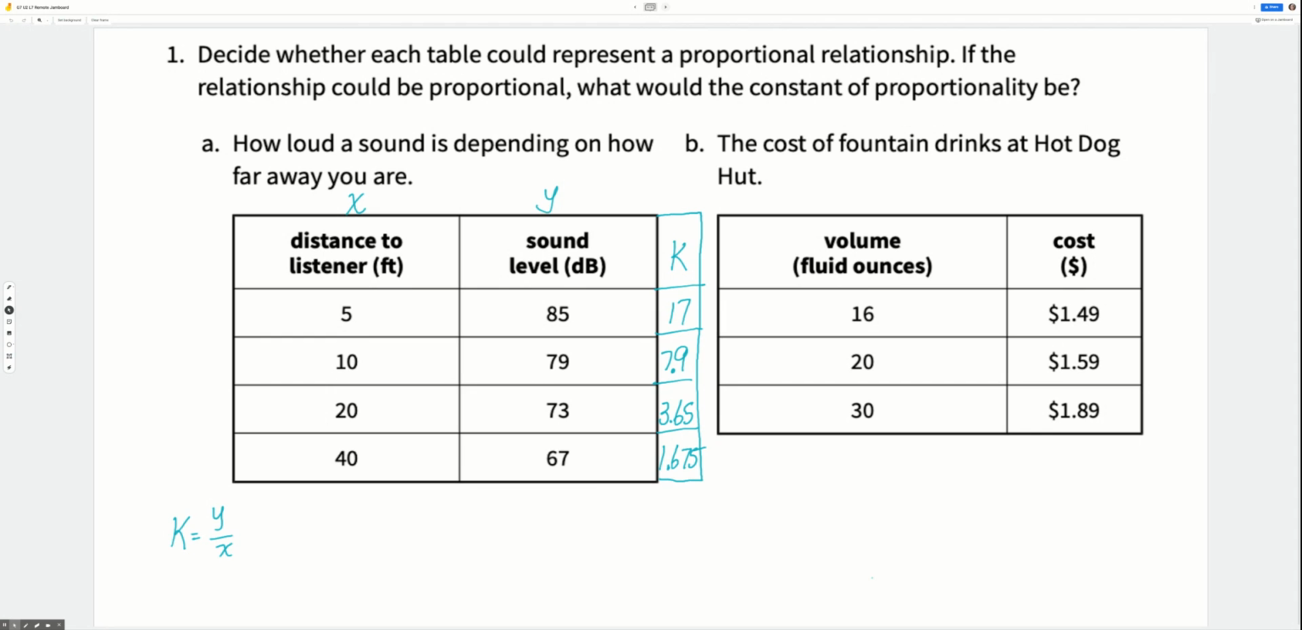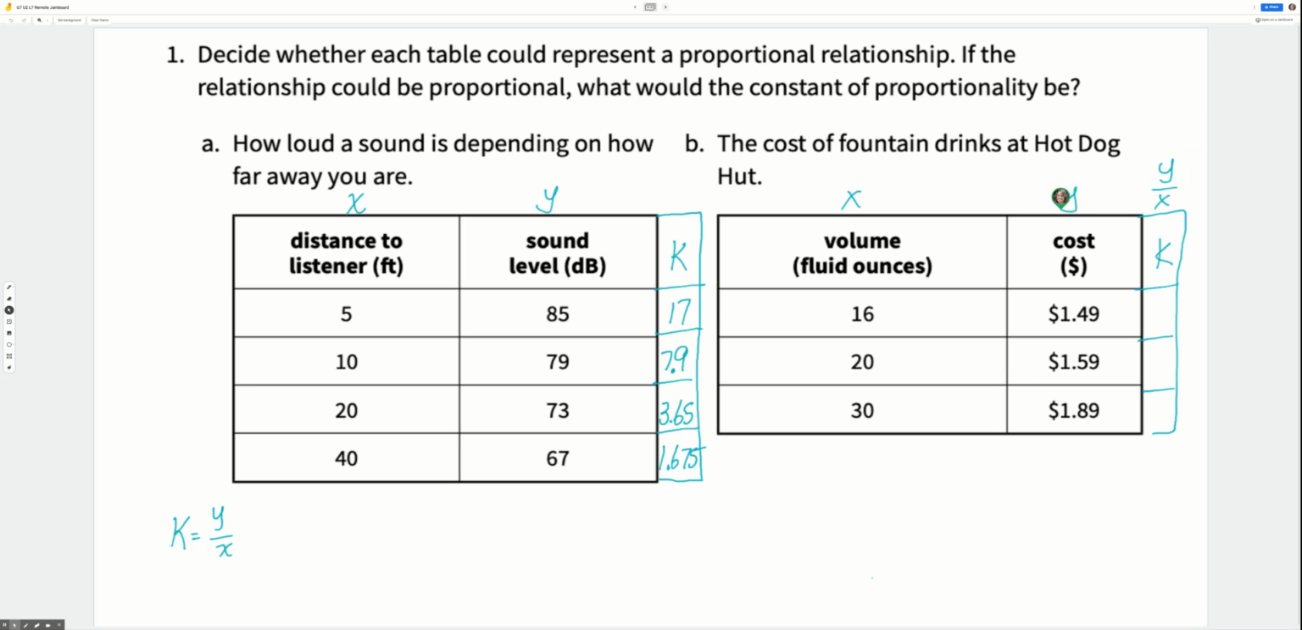All of these have constants that are different. So what we've learned with Han's example, that if they're all different, it's not a proportional relationship. Let's take a look at the cost of fountain drinks at the hot dog hut. So I'm going to just continue it again. I just like keeping my information close by. So remember, this is going to be our y over x, our x, and our y.